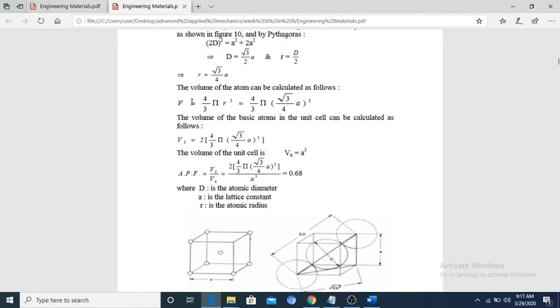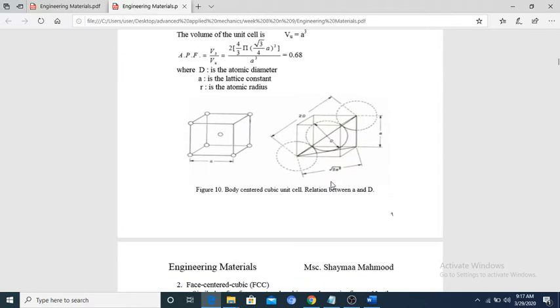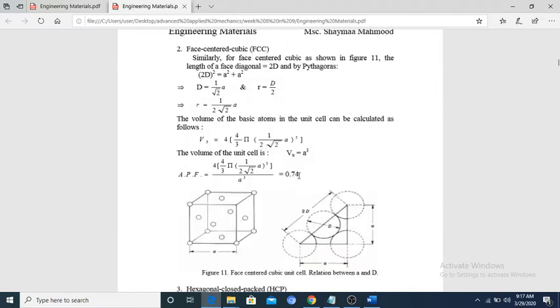You have V, and then you have the APF. The APF for this is 0.68. For FCC, this is the formula, and it will be 0.74. For hexagonal close pack, this is the formula, and you can get 0.74.